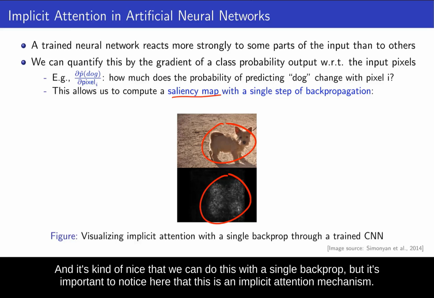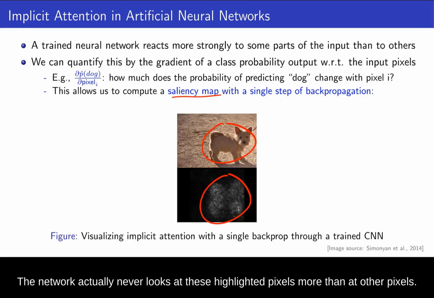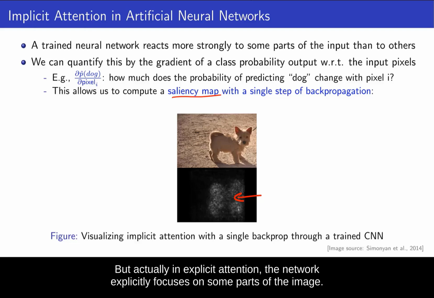it's important to notice here that this is an implicit attention mechanism. This information is not actually used in the neural network as part of the computational graph. The network never looks at these highlighted pixels more than at other pixels. It just so happens that these pixels matter more for computing its output probability of the label dog.